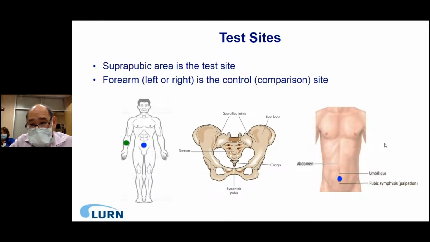Anything else on the testing site? Questions? Okay, let's move on to the next page.